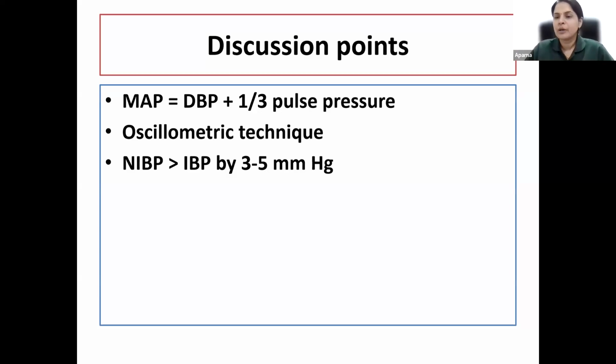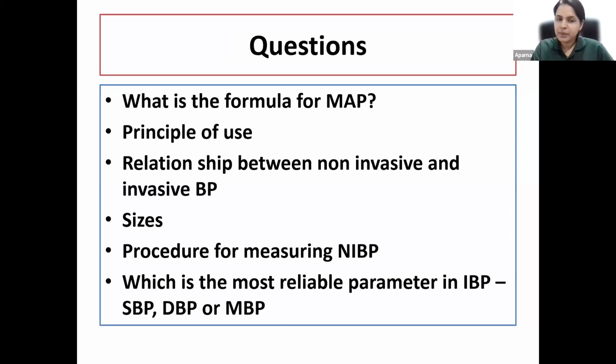So if you have the blood pressure of a newborn baby to be 60 divided by 40, the pulse pressure between systolic and diastolic is 20 millimeters of mercury. 1/3 of this is 6.6. So the MAP is going to be diastolic pressure, which is 40, plus 1/3 of this pulse pressure, which is 6.6. Hence, the MAP will be 47. Now, what is the principle of use for NIBP? It relies on a principle called the oscillometric principle.